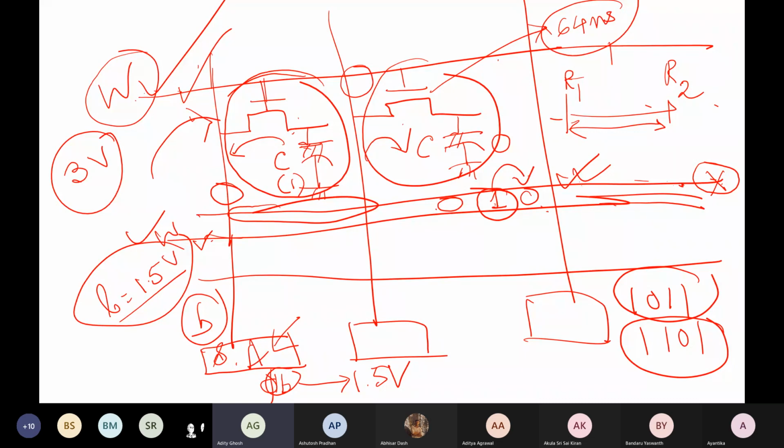Ma'am, when the two adjacent rows are getting toggled, what exactly is happening to that word line, and how is the capacitor voltage changing? Ma'am, can you first explain the capacitor voltage? Okay, just a second.